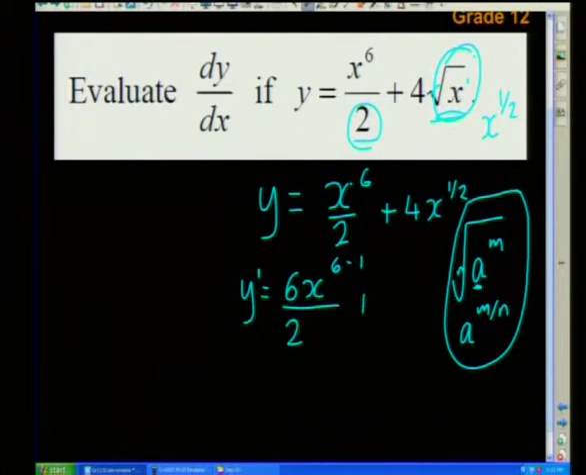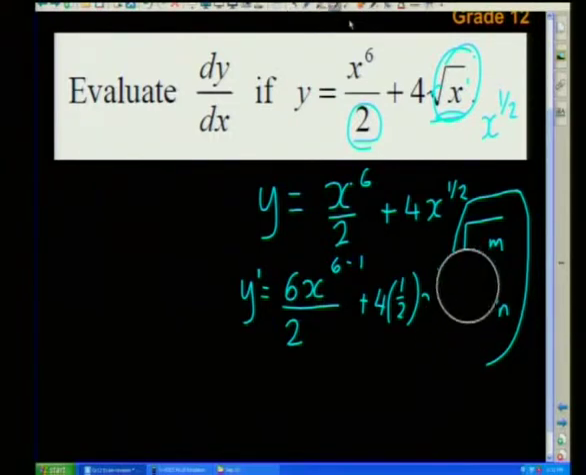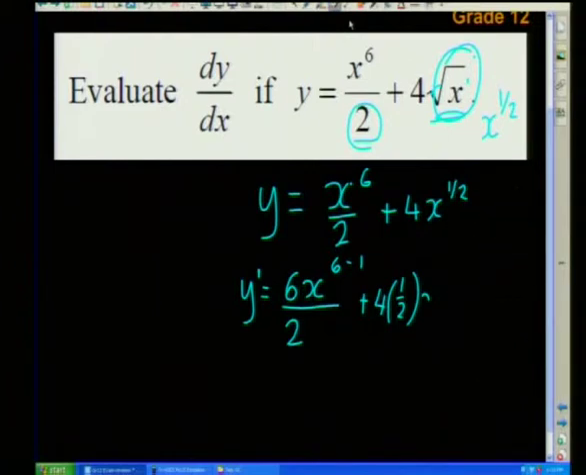All right, and then this side's the same thing. It's going to be 4. Bring the power of the x, times it to the coefficients. And then from your power, you subtract 1. It's going to be x to the power a half minus 1.